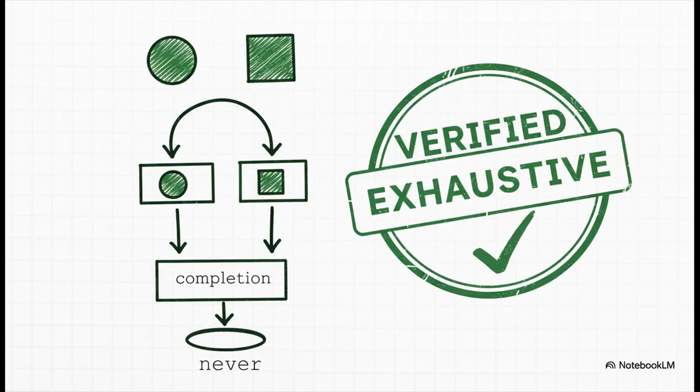And here's the crucial part. If we've correctly handled circle and square, then that default case is completely unreachable. The shape has been narrowed away to, well, nothing, and assigning nothing to never is perfectly fine, so TypeScript gives us no errors. We've just proven that our case is exhaustive.